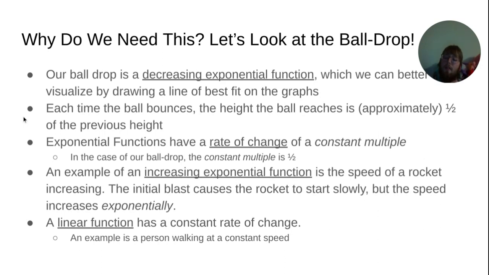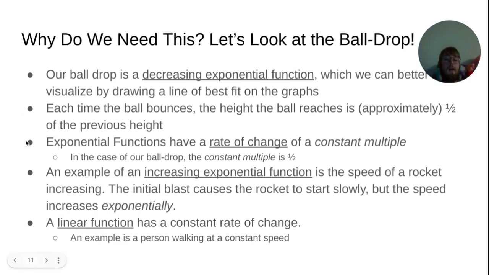So what do we notice about this? We can figure out that exponential functions have a rate of change of a constant multiple. Now this is different than linear and quadratic functions. In the case of our ball drop, that constant multiple is 1/2. So 6 times 1/2 is 3. 3 times 1/2 is 1.5, or 3/2. 3/2 times 1/2 gives us 3/4, and so on and so forth.